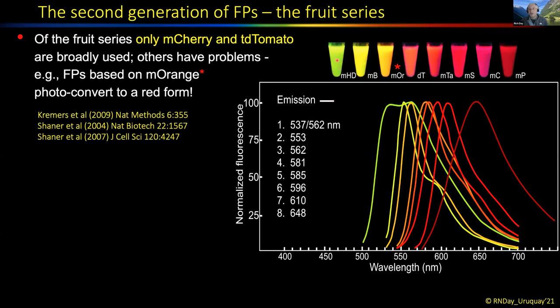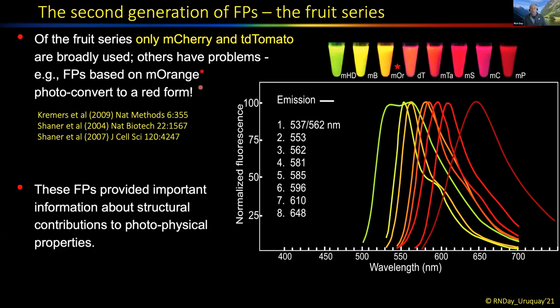And so this is honeydew, this is banana, orange, tomato, this is dimeric tomato, tangerine, strawberry, and cherry, and these are the emission spectra for all of them. So in a very short period of time, we had a whole set of new fluorescent proteins. Of the fruit series, really only M cherry and tandem dimer tomato are broadly used. The other ones had a number of problems associated with them and are not used frequently. For example, M orange was shown to photoconvert to a red form by simply observing it. So this is some of the limitations of these novel FPs.